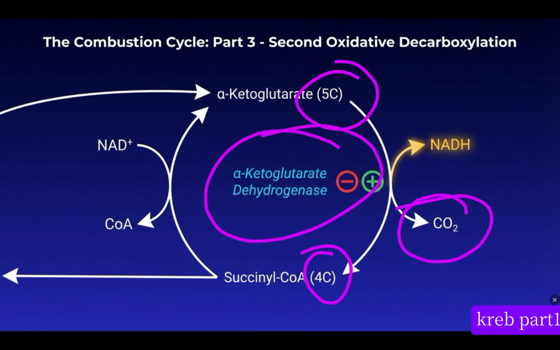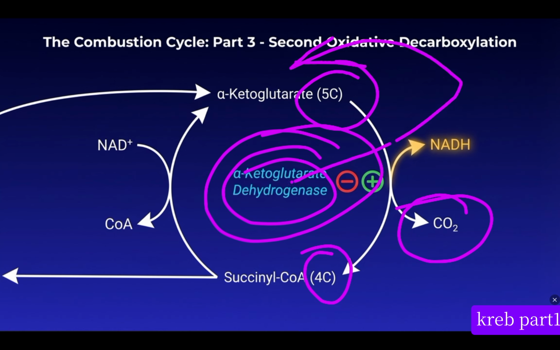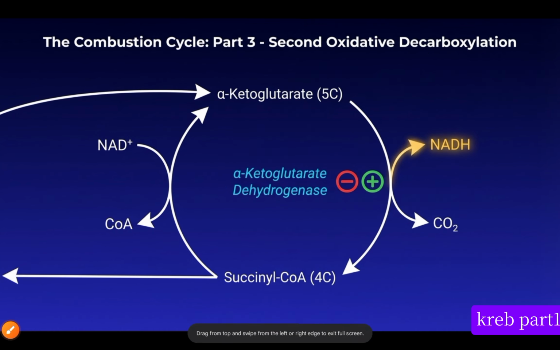alpha-ketoglutarate dehydrogenase. ATP also stimulates and inhibits this reaction. ATP does the same thing. So whenever there is a high level of ATP, it starts inhibiting this enzyme. This enzyme in turn starts inhibiting the conversion of alpha-ketoglutarate to succinyl-CoA. Now from this, what else do we have?